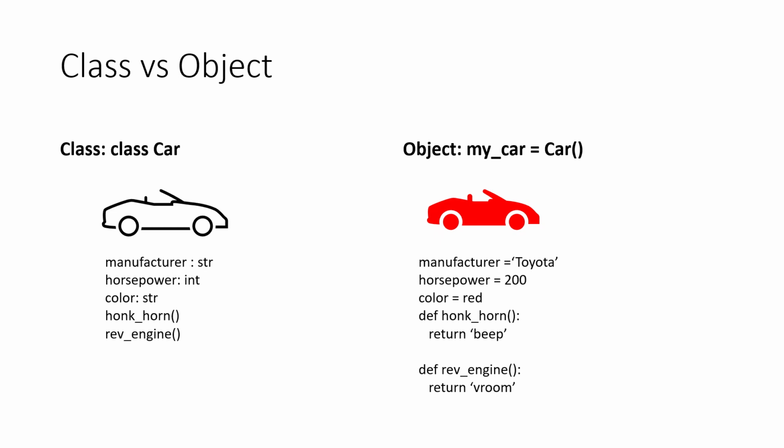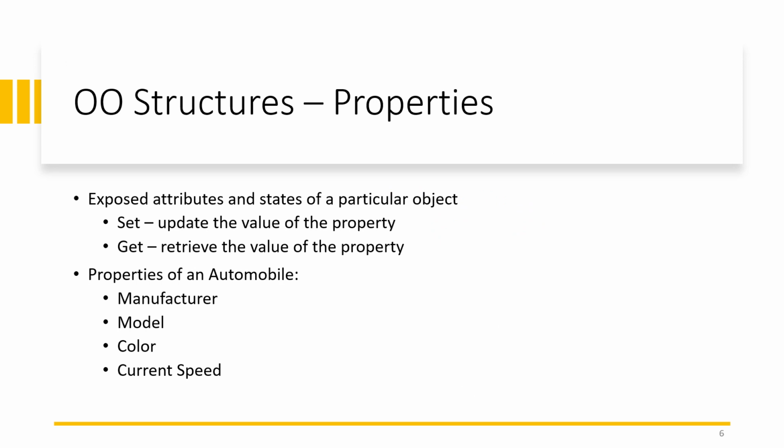I'll be explicit about talking about the differences when it becomes necessary. So we've talked about objects or classes having attributes. The attributes of an object are called properties, and they represent the exposed attributes or state of an object. The properties are defined in the class and then retrieved or set on the actual object.